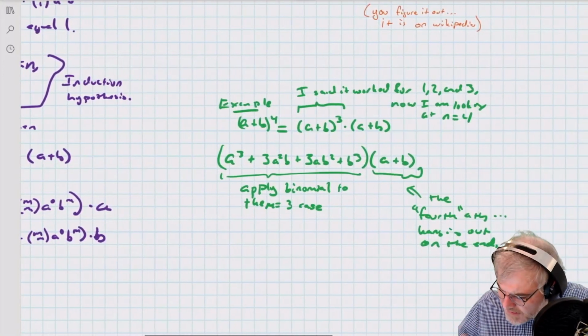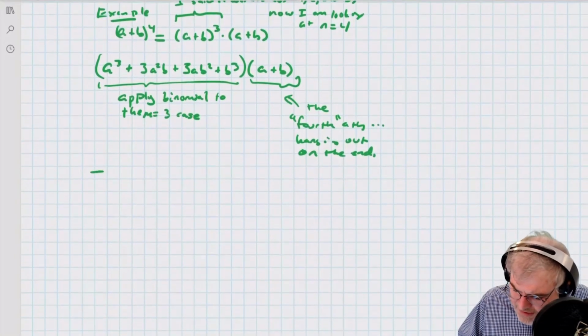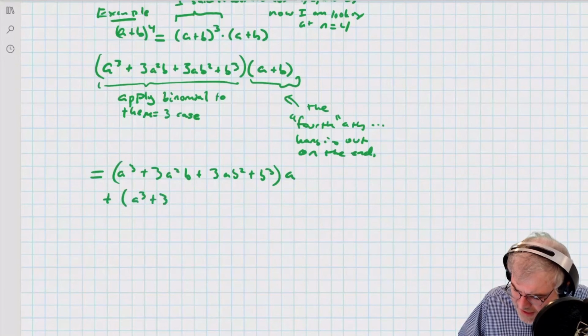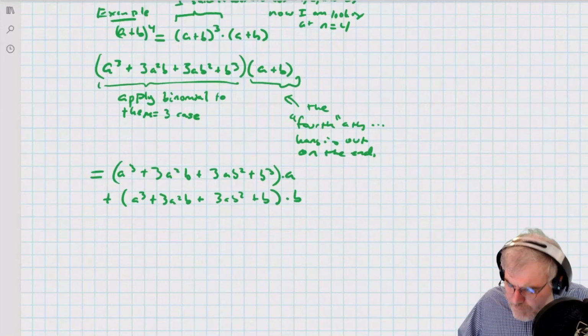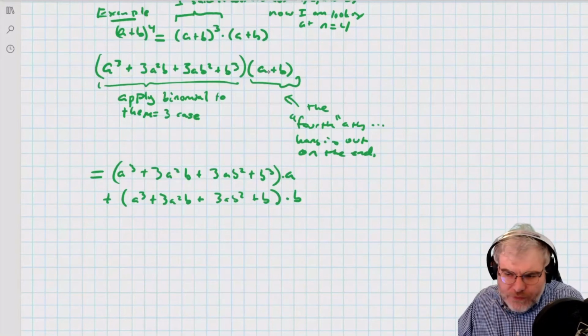Okay? That is the exact same thing. What I just did was I said this. And the more concrete example, what I said was that this equals a cubed plus 3a squared b plus 3ab squared plus b cubed, times a, plus a cubed plus 3a squared b plus 3ab squared plus b cubed, times b. Okay? And these are all being added together. 1 to 5, how do we feel about that? All I did was distribute this plus. I took this whole block, multiplied it by A, and then I took this whole block and multiplied it by B.